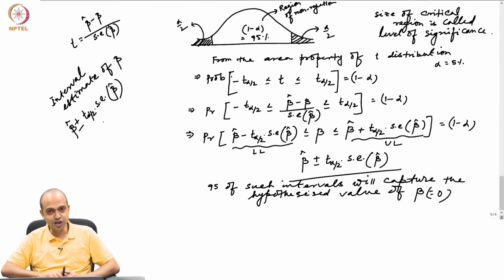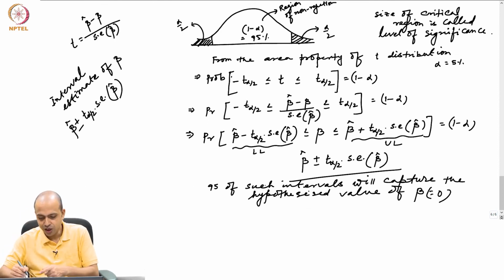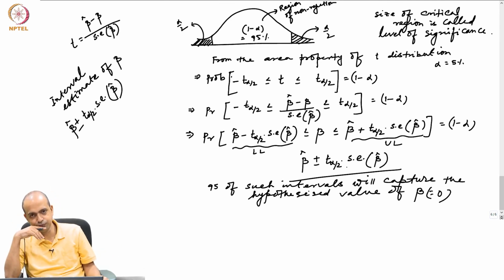So, how will you check the level of significance then? Once you estimate the model, you get your interval, and if your interval captures the true value of the population parameter, obviously you do not reject your null. So, do not reject your null when your interval captures the hypothesized value, and reject your null when your interval does not capture the hypothesized value.